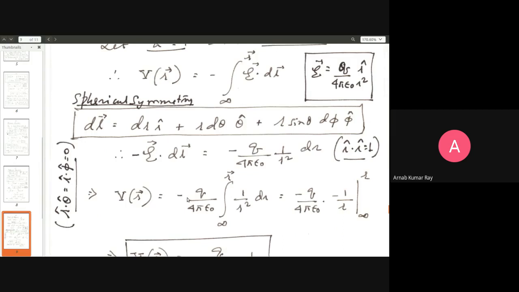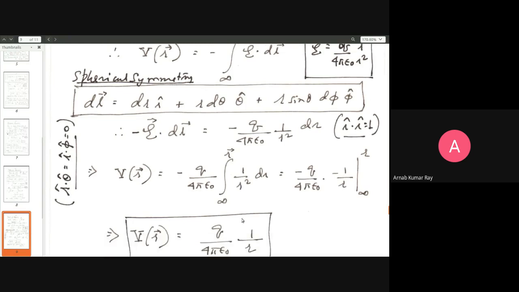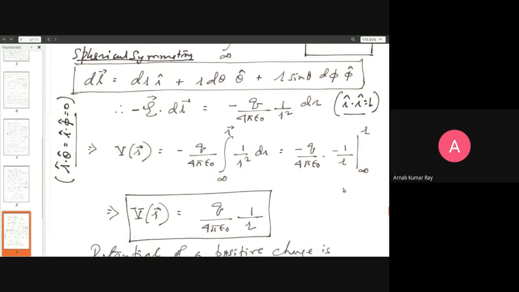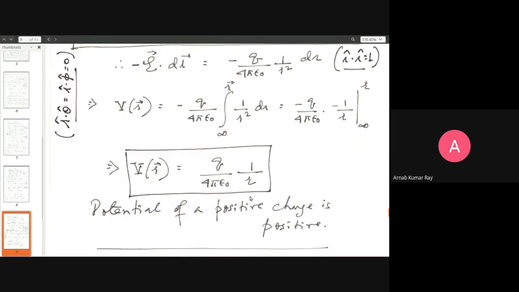So you have minus Q by 4 pi epsilon naught 1 by R squared dr going from infinity to R. Then we take the integral, which will give you minus 1 by R. Minus and minus is plus. Upper limit is R, lower limit is infinity, 1 upon infinity is 0. And so V is equal to Q by 4 pi epsilon naught 1 upon R. Potential of a positive charge is a positive function. So there you are: Q by 4 pi epsilon naught 1 upon R is the potential due to a positive source charge.